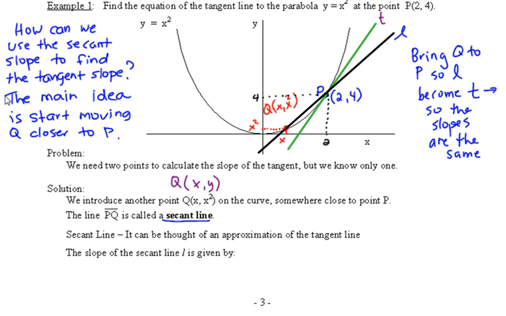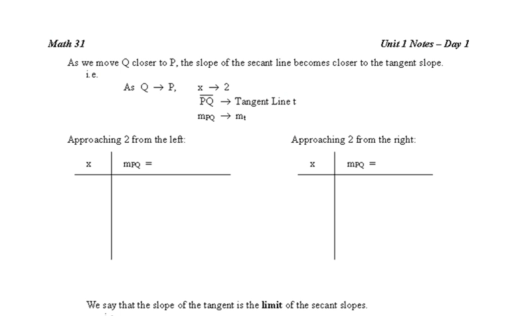We introduced Q. Line PQ is called a secant. It's an approximation of the tangent. Let's move on. You're going to have to flip back and forth because we're still in the same part. With the secant, what are my 2 points? P was 2, 4, and what was Q? Instead of x, y, we're going to use x squared. This way it's all in terms of x.